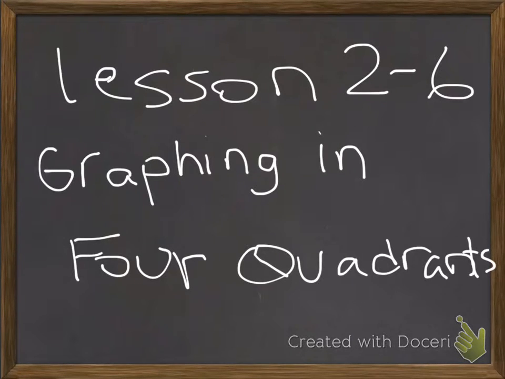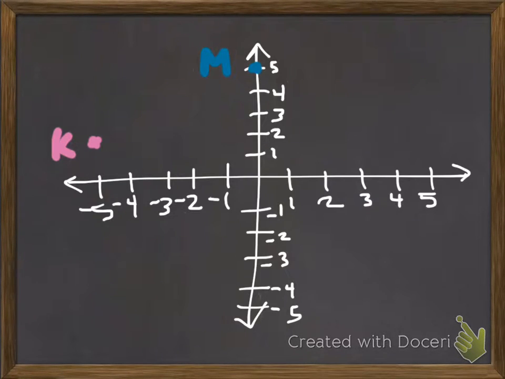Today we're starting lesson 2.6, which is graphing in 4 quadrants. So I wanted to show you the graph, and there's 2 points graphed on this. You have point K and you have point M, but you also want to know that there are 4 quadrants, and we start in the positive quadrant, which means that the X values and the Y values are both positive.